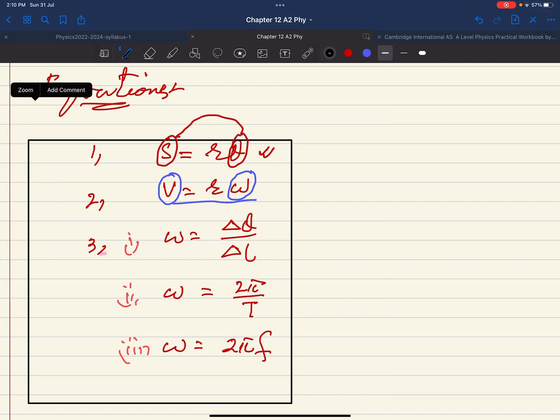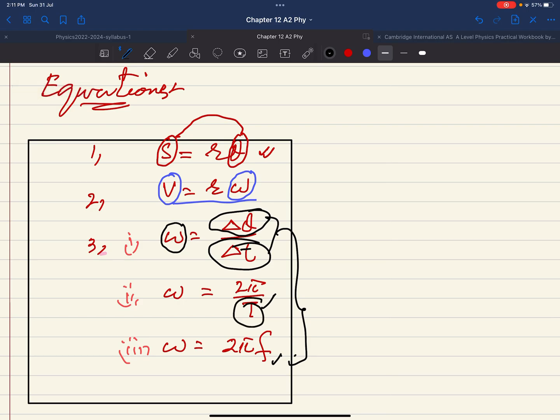Then we discuss the third equation, which is for your angular velocity, and this angular velocity is basically giving you delta theta over delta t. A little modification of this equation is giving us 2 pi over T and 2 pi f. So all these three are basically the same equation, and we have just changed the quantities from delta t to capital T and from capital T to f. So this is something which you can very simply understand, and these equations are not very difficult.